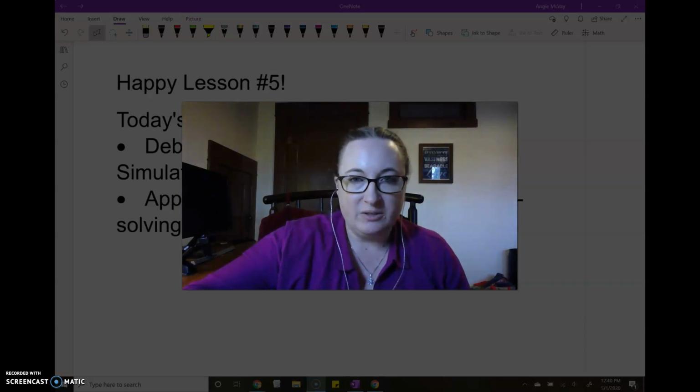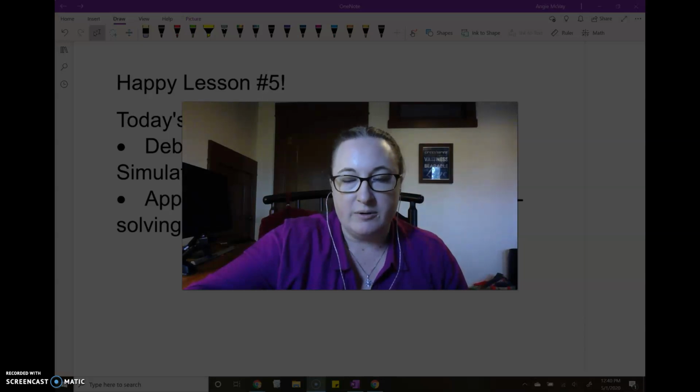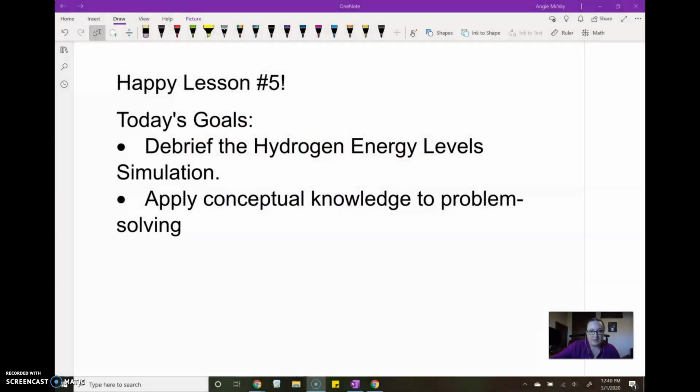Last class we took a look at the hydrogen atom, different models of the atom, and how we can use Bohr's model as evidence for electrons acting like a wave and light acting like a particle to help explain emission and absorption spectrum. And again, we specifically looked at hydrogen as a simple model to conceptually consider. So today our goals are to debrief that simulation and then apply our conceptual knowledge to problem solving.